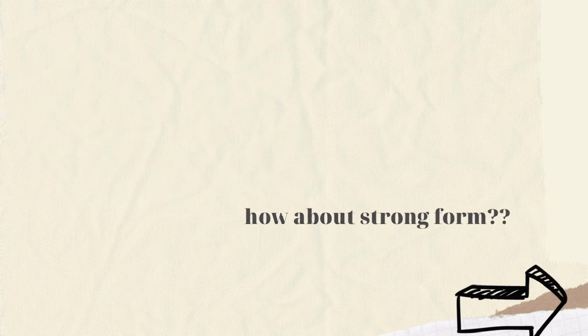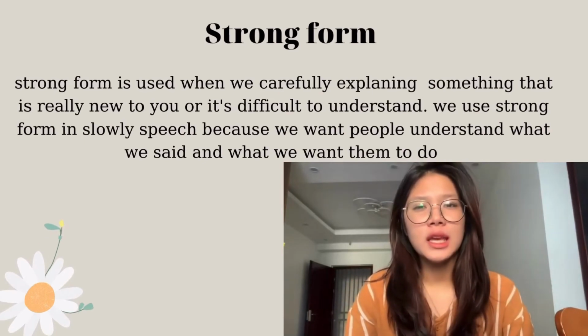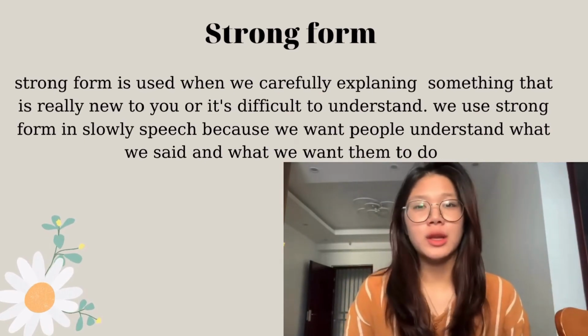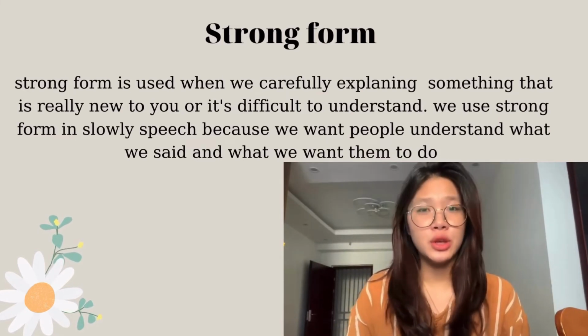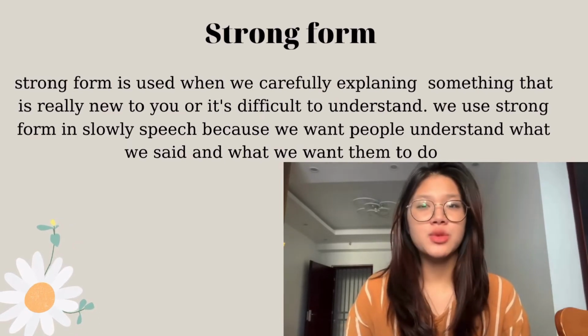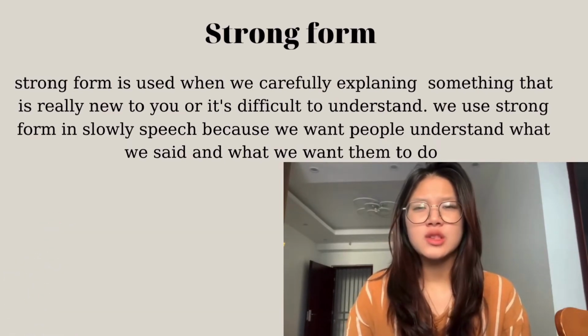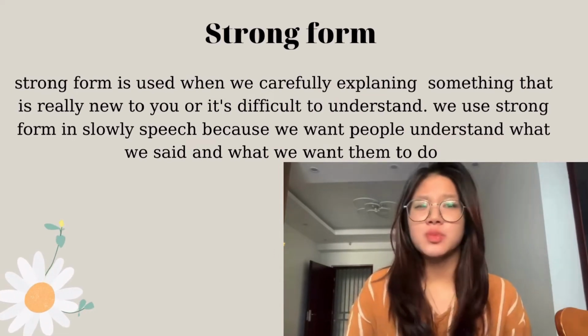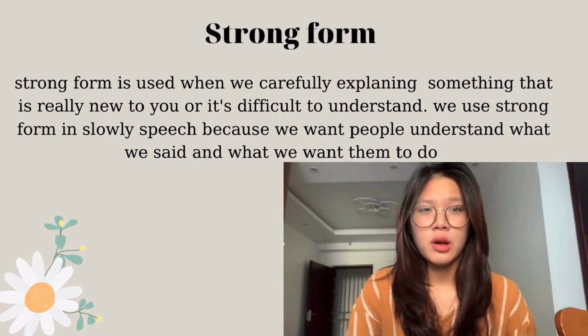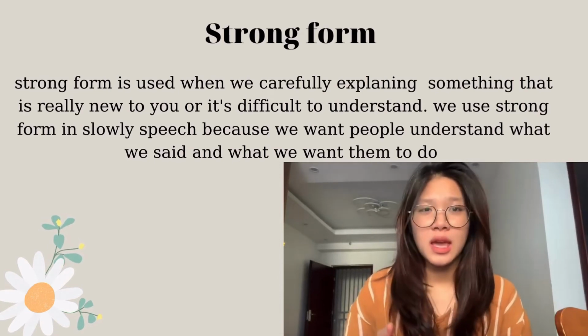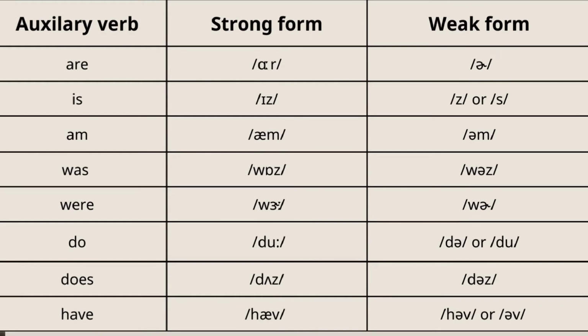And how about strong form? Strong form is only used when you are carefully explaining something that is really new to you or difficult to explain, so you have to use strong form. And strong form is in slow speech. We cannot speak fast because we want people to understand what we want to say or what we want them to do. And now I will show you some words that have two forms, strong form and weak form.